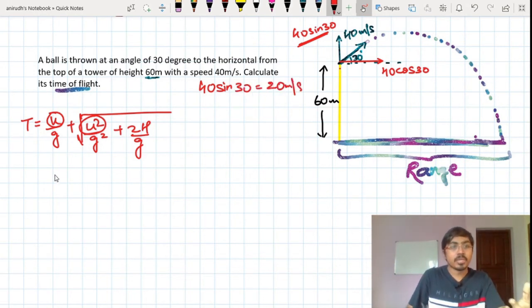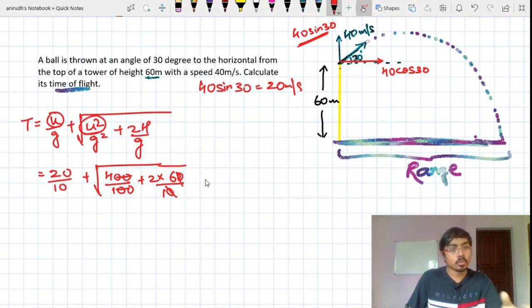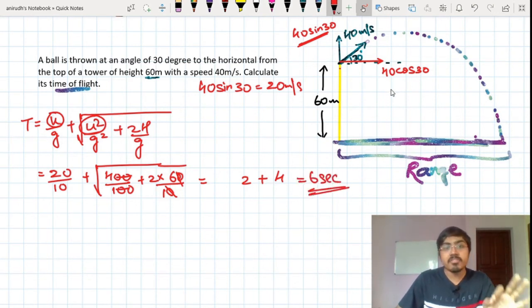So in place of u, I will be substituting 20 by g, 20 by 10 plus root of 20 into 20 is 400 upon 100 plus 2 into height h is 60 divided by g is 10. 2 sixes are 12 plus 4 is 16. Root of 16 is 4. And there is a 2 over here. Now this is equal to 6 seconds. So the time of flight for this kind of a projectile is 6 seconds.